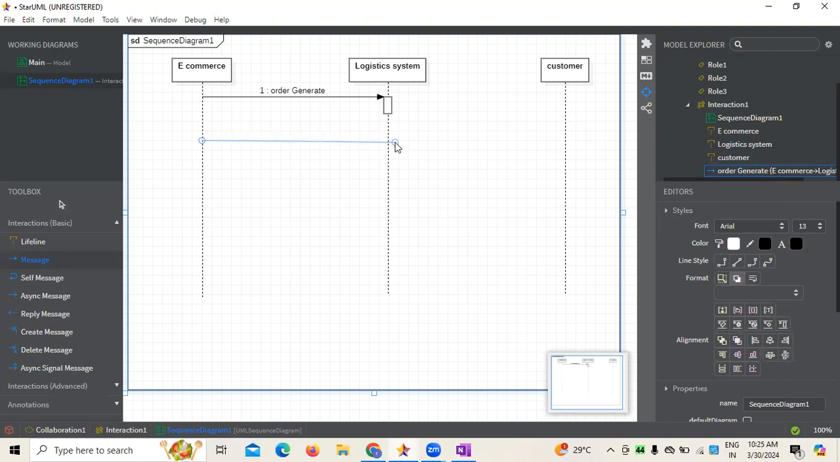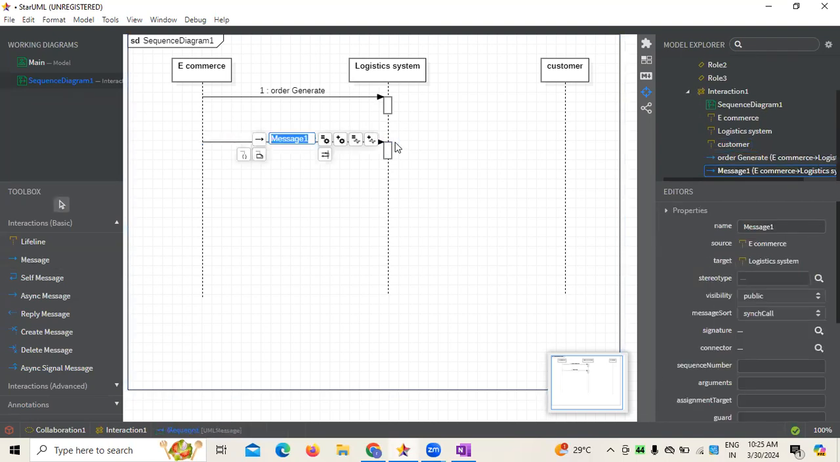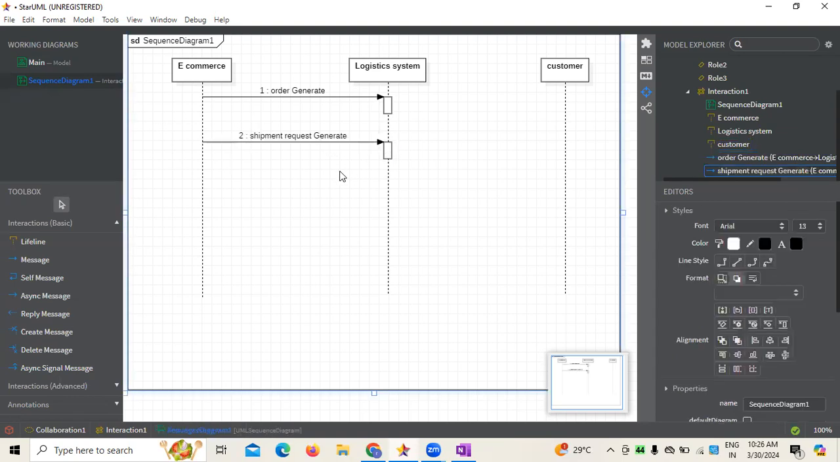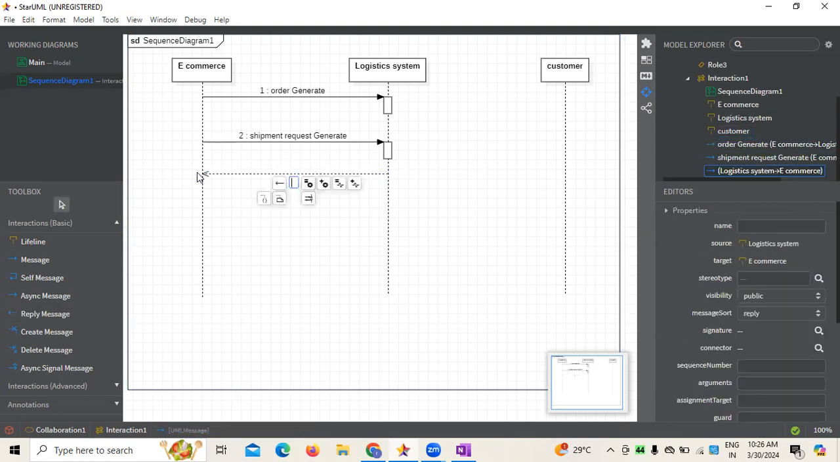Once we have generated an order, we need to generate the shipment request. Shipment request generate is something we have to generate. Whenever we have sent a request to the logistics systems, the logistics system will give us a reply message, right? So what kind of reply message? Acknowledging the request.